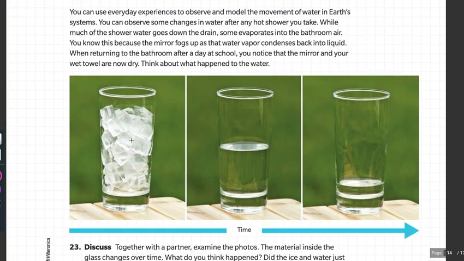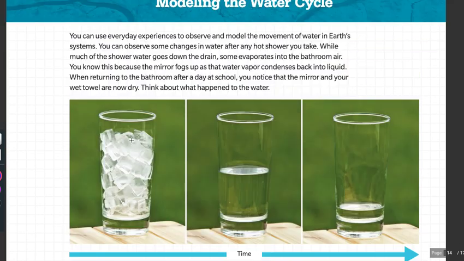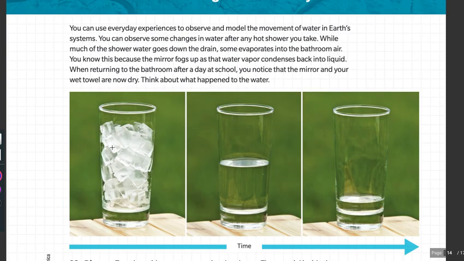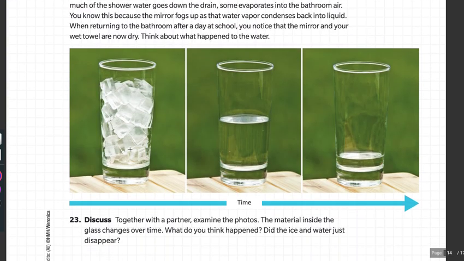And finally, model 4, this is modeling the water cycle. You can see with these pictures how you had ice, and then there's liquid, and then there's less liquid. So what's happening over time is that this ice is losing energy because it's sitting outside in the sun, or it's warmer out around it. So it loses energy and melts into a liquid. And then if you just leave it there, that liquid is going to slowly evaporate out.